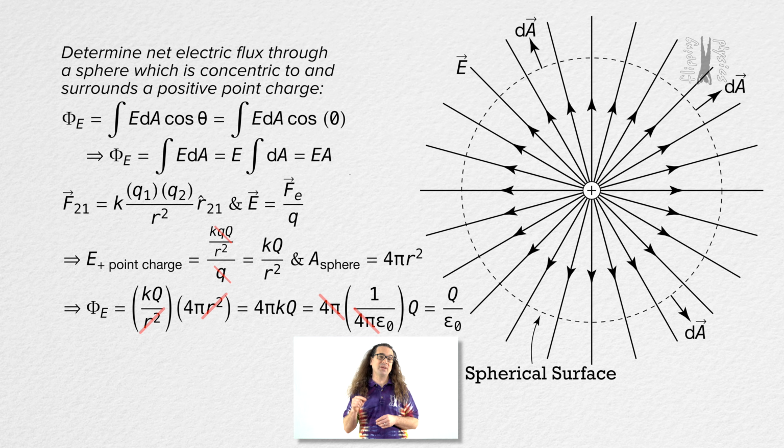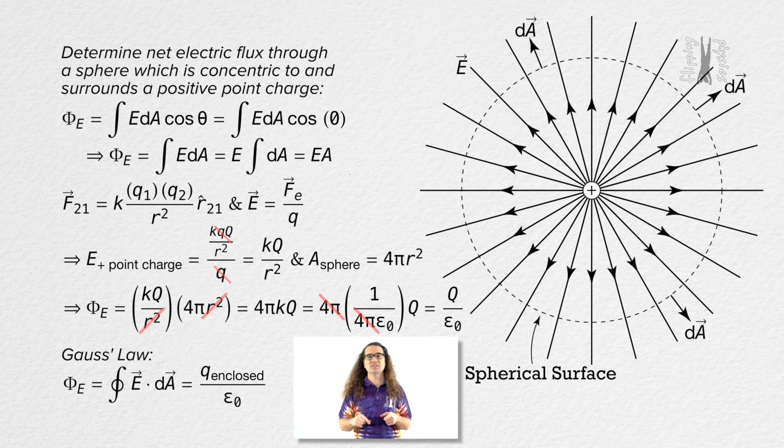Yep. And what we have just shown here is a demonstration of Gauss's law. Gauss's law states that the electric flux through a closed surface equals the closed surface integral of the dot product of electric field and area dA, which equals the charge enclosed in the Gaussian surface divided by the permittivity of free space. In the example we just did, capital Q is the charge of the point charge, and it is the charge enclosed inside an imaginary spherical surface, and the imaginary spherical surface is called a Gaussian surface.